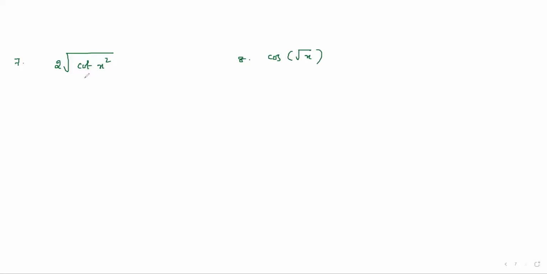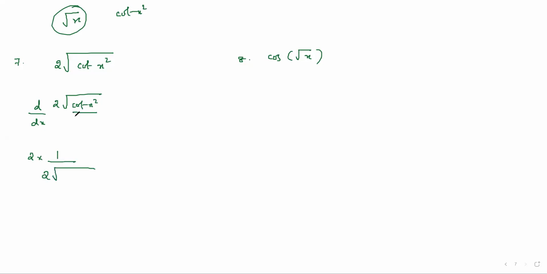Okay, next question, 7th question: 2 root cot x square. So what is the derivative of 2 root cot x square? This is quite simple. 2 into root cot x square is a combination of root x and cot x square. So what is the derivative of root x? Root of x is 1 by 2 root x. So 1 by 2 root x in a bracket, root cot x square.